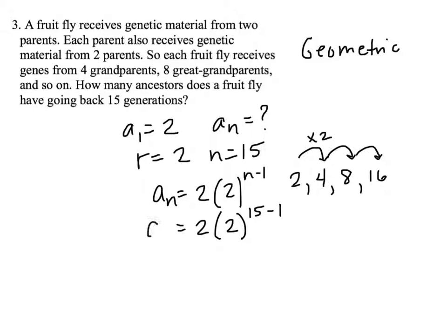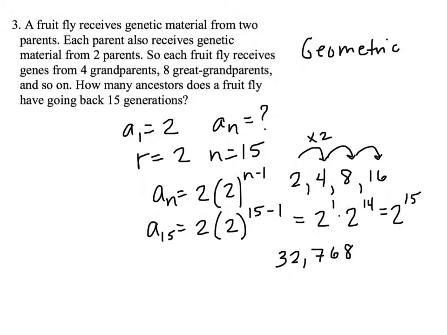2 times 2 to the 15 minus 1, and that's finding A15. Okay, so really what's happening here is 2 to the 1st times 2 to the 14th. That's 2 to the 15th, and that comes out to be 32,768.